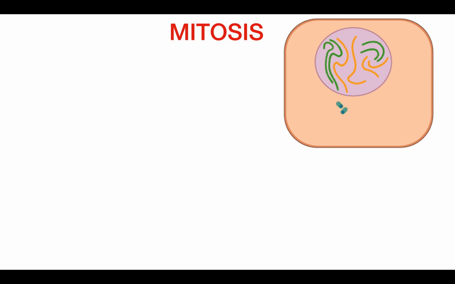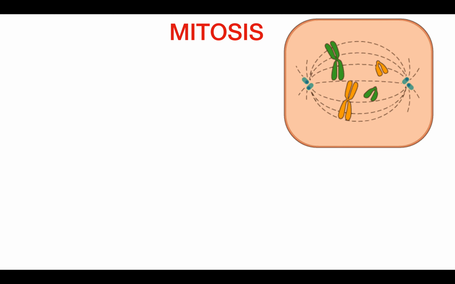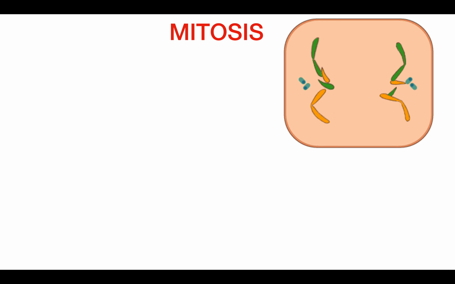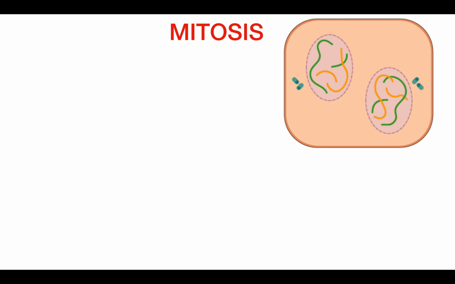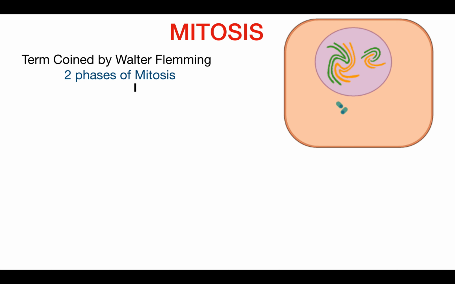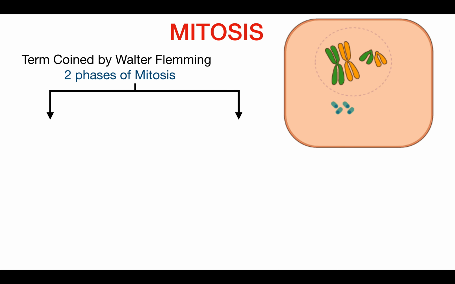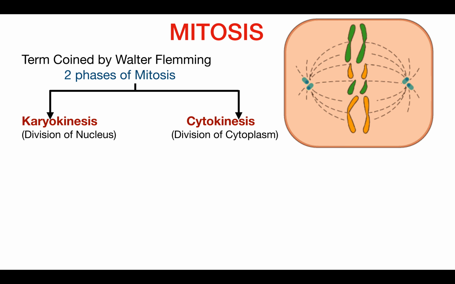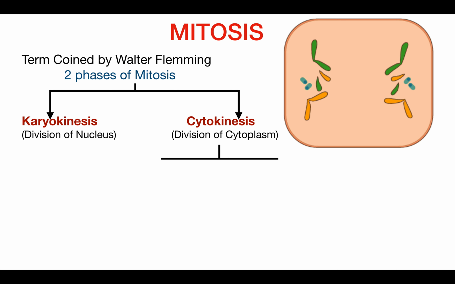Okay, let's move on to mitosis. In this session we are going to focus on mitosis. Meiosis we are going to see in our next session. So this session is all about mitosis. The term mitosis was coined by Walter Fleming. As we already discussed, there are two phases of mitosis, and you are quite aware of which they are: karyokinesis and cytokinesis. Karyo, division of nucleus; cyto, division of cytoplasm.